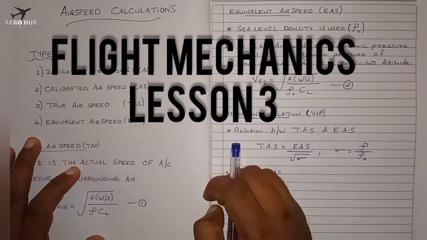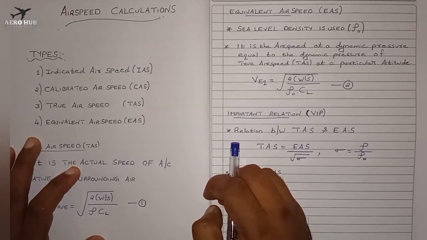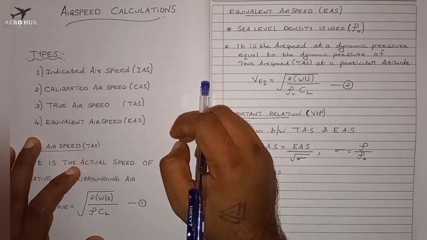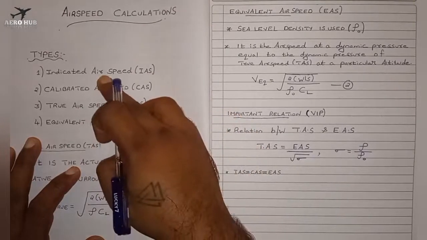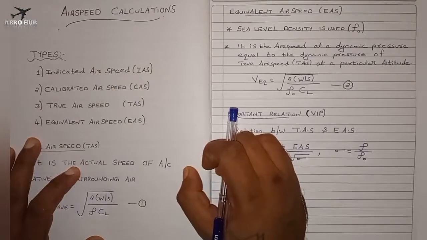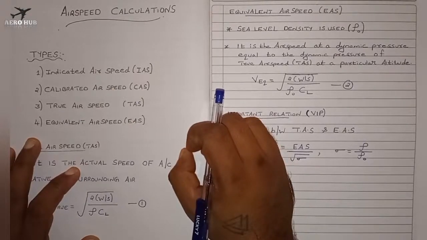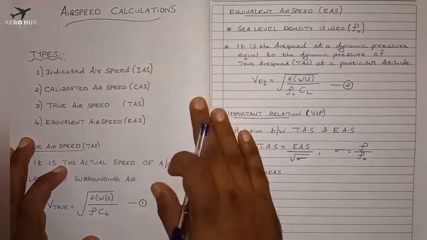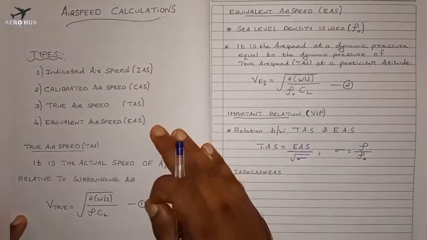And we were discussing flight mechanics for the last two lectures. And in this lecture, we will discuss airspeed calculations. Basically, you are aware of different types of airspeed. We have four main types of airspeed: indicated airspeed, calibrated airspeed, true airspeed, and equivalent airspeed. You can see in this particular note, and you can take a screenshot of this.